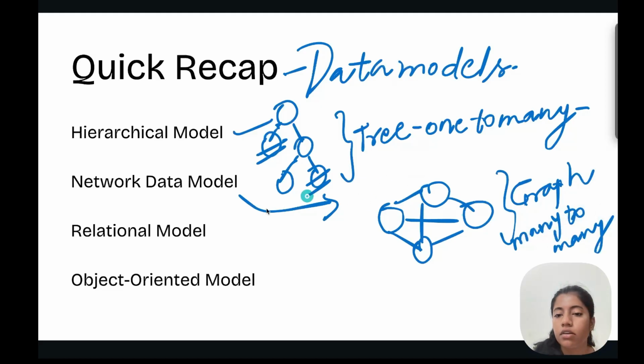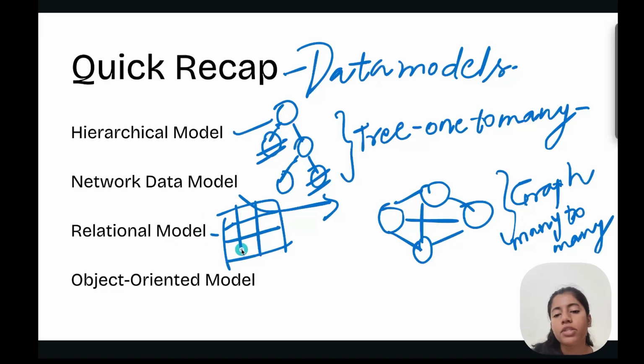And next what we discussed was the relational model. Here the data was stored in the form of tables, right? So this was very popularly used, because if you store data in the form of a table, the data is more interpretable, right? You are able to interpret what is written. So in many places, the relational model is widely used.